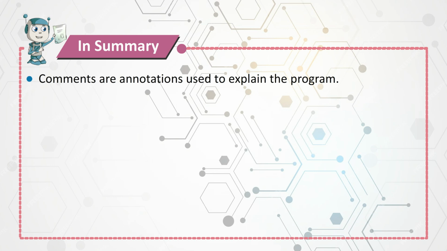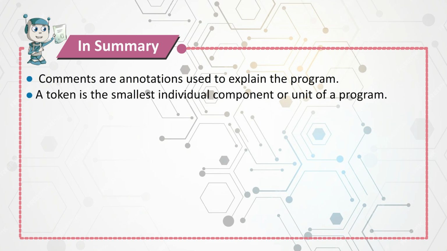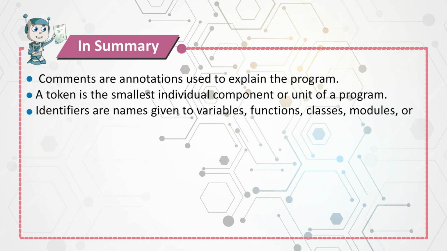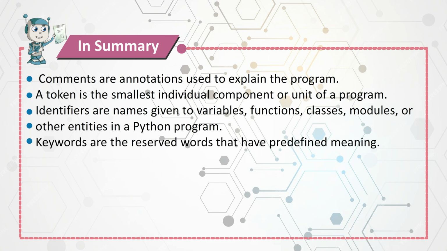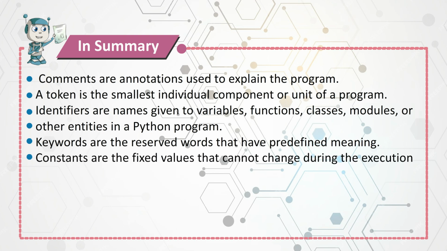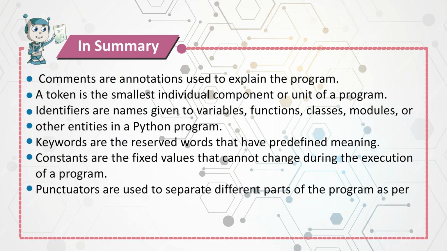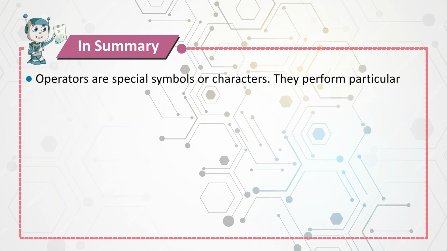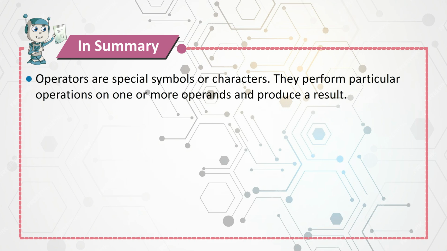Comments are annotations used to explain the program. A token is the smallest individual component or unit of a program. Identifiers are names given to variables, functions, classes, modules, or other entities in a Python program. Keywords are the reserved words that have predefined meaning. Constants are the fixed values that cannot change during the execution of a program. Punctuators are used to separate different parts of the program as per the need. Operators are special symbols or characters. They perform particular operations on one or more operands and produce a result.